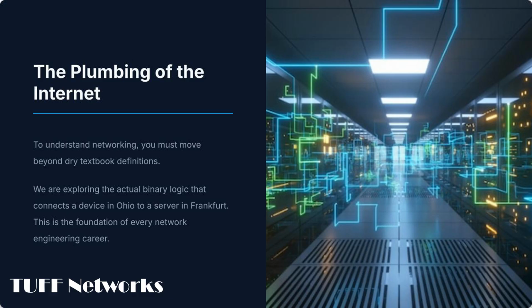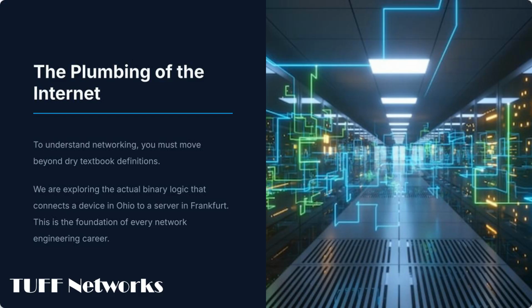192.168.1.5, you are seeing what we call dotted decimal notation. We write it that way because humans are terrible at memorizing strings of 32 ones and zeros. But to the router, the switch, and the network interface card, that address is purely binary. It is a stream of electrical pulses. High voltage for 1, low voltage for 0.